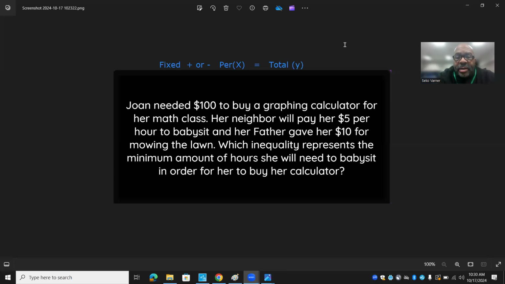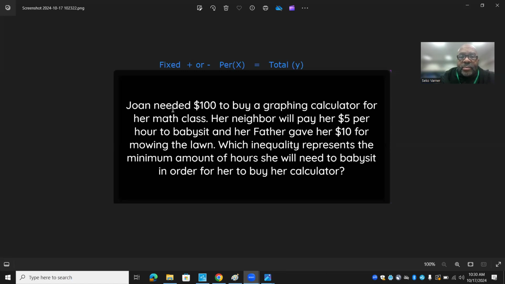So let's take this example. Joan needed $100 to buy a graphing calculator for her math class. Her neighbor will pay her $5 per hour to babysit, and her father gave her $10 for mowing the lawn. So we have to figure out the minimum amount of hours she will need to babysit in order for her to buy a calculator. We can do it this way.